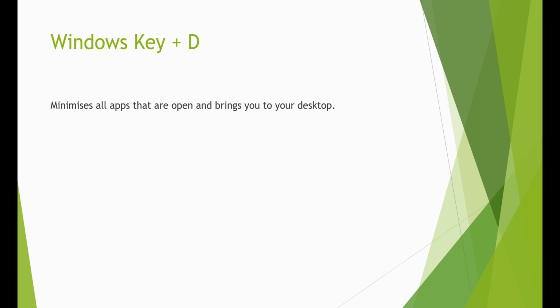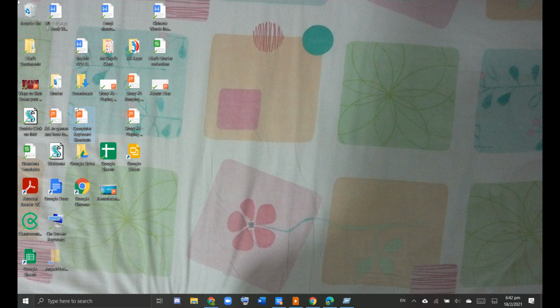Windows logo key plus D is to minimize all apps that are open and brings you to your desktop. Windows logo key plus D, it brings you to your desktop.